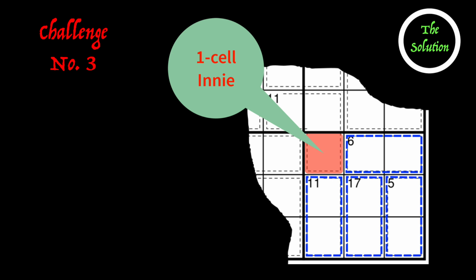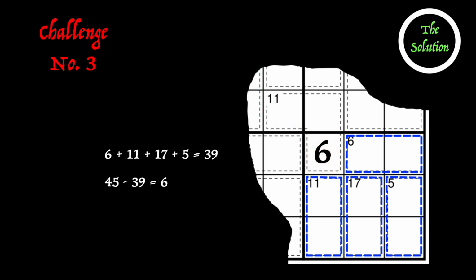And if we add up the totals of the 4 cages, we've got a 6, 11, 17 and 5 coming to 39, and that's short of the 45 by 6. So we can put a 6 in that cell. So let's move on to challenge number 4.